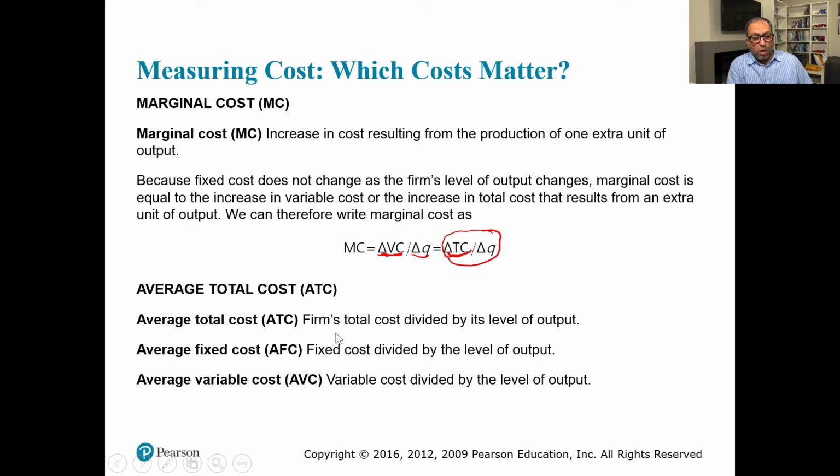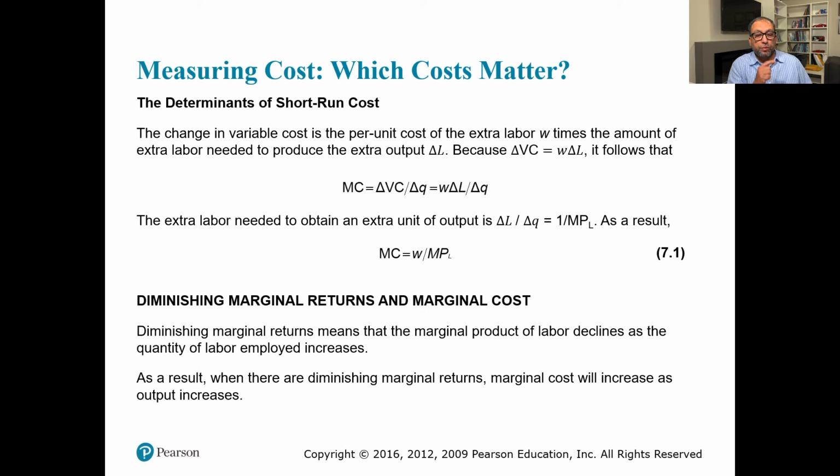Average cost, we also learned in this table how we calculate it: the firm's total cost divided by the level of output, the firm's fixed cost divided by the level of output, and variable cost divided by the level of output. Now, which costs matter is important for decision makers and managers in the business. One very important cost managers must keep in mind is marginal cost. If they want to produce one more unit, how much does it cost them? That should be very accurate because they have to determine the price, or how much to produce, based on this.